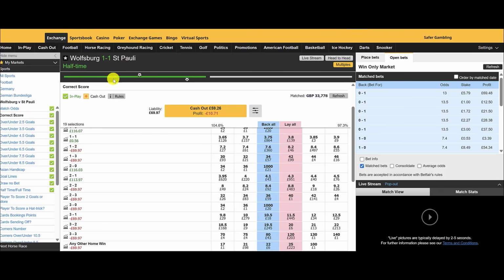The only problem is a 2-1 to St Pauli. If it goes to 2-1 to them, then that's it. The trade is dead. But the good news is we've lowered down the risk on this, so we're not going to be losing our full stake or anything like that. So anyway, it's a calculated risk. Let's see what happens. 1-1 at half time.